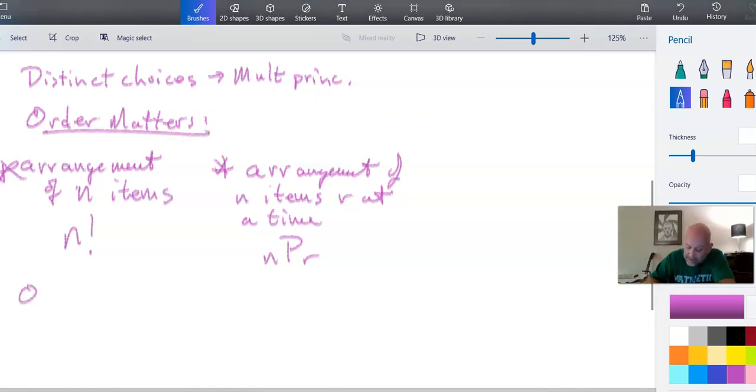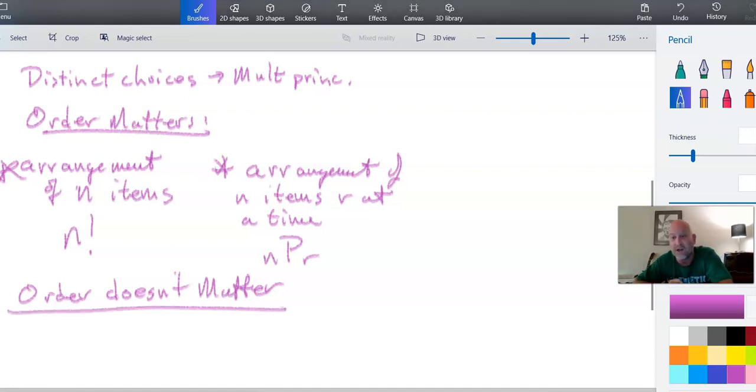And then when order doesn't matter, and when I say order, it's also placement, right? Order could be who has what job. Picking 3 people to be president, vice president, and treasurer, right? Those are different positions. So if you swap any of them, it changes. That would be somewhere where order matters. But if you're picking 3 representatives to sit on a committee and there's no difference between them, order doesn't matter.